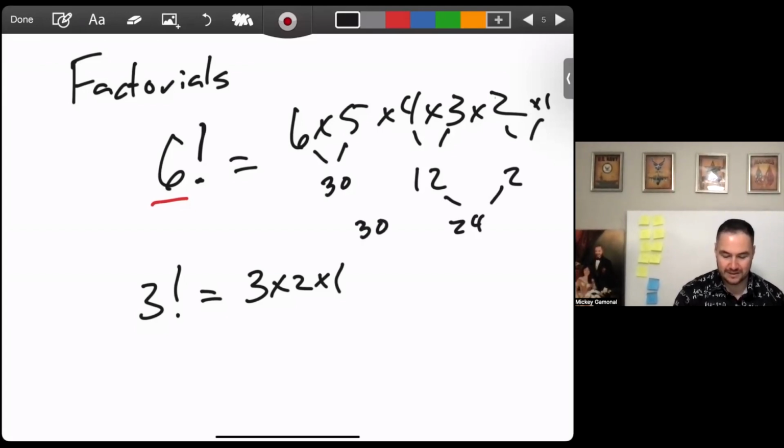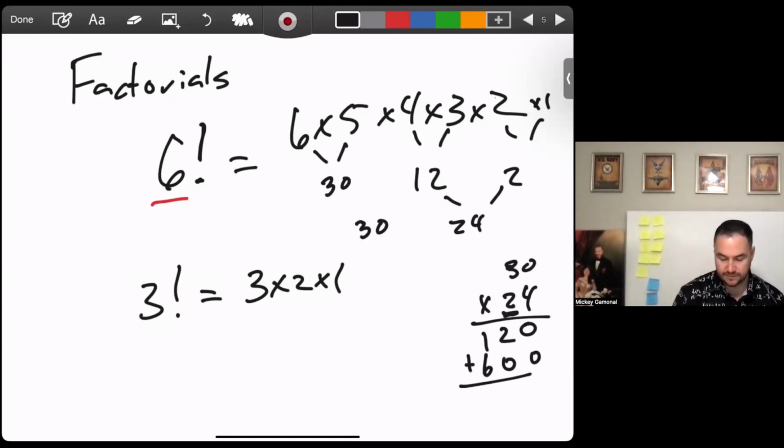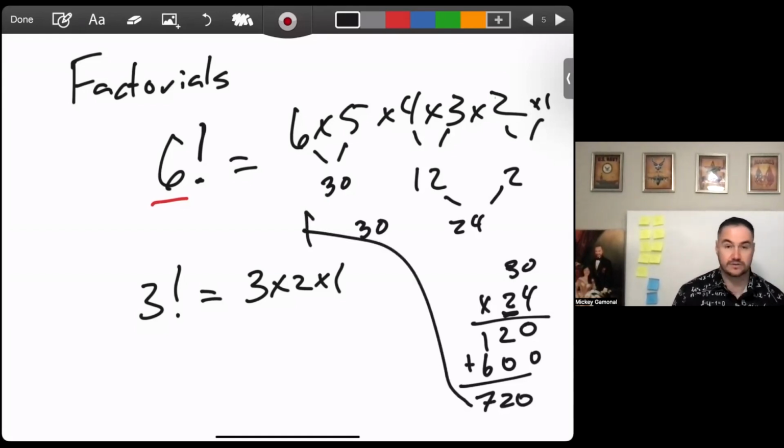So 6 factorial is 720. Let me stack it: 120 times 6 is 720. So 6 factorial equals 720.